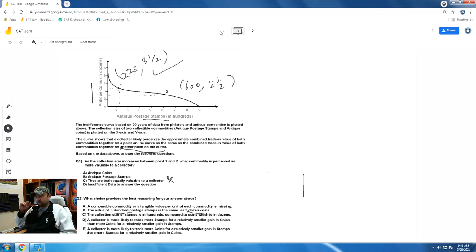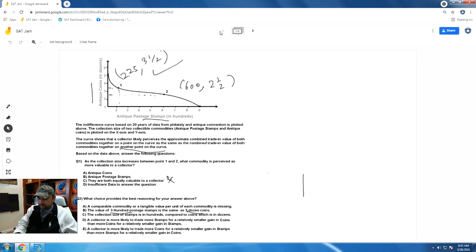So we're in the Stone Age, and we just have the two currencies. We've got two things to trade. We've got stamps and we've got coins. So if I had 600 stamps and 2.5 dozen coins, how much of what I have would I like to spend to get an amount of another quantity? Like, how many stamps would I spend to get a few more coins? That's the information you'll get from the graph.